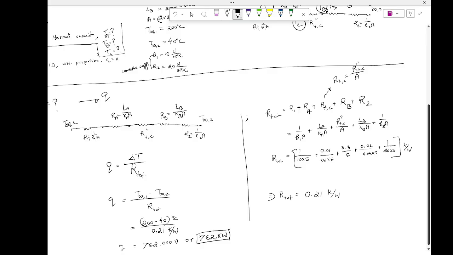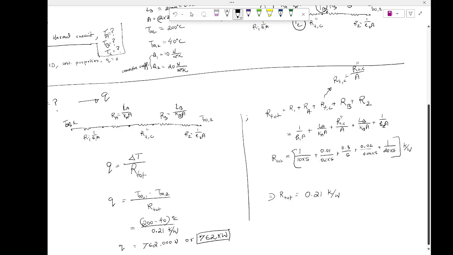The other thing I'd like to highlight: on the right side, I have the R total, with the unit K over W, or Kelvin over Watt. How did I come up with this unit? Remember Q equals del T over R, right? So the unit of R should be del T over Q. Del T is K, Kelvin, and Q is Watt. So Kelvin over Watt. That's how I know our unit should be Kelvin over Watt.